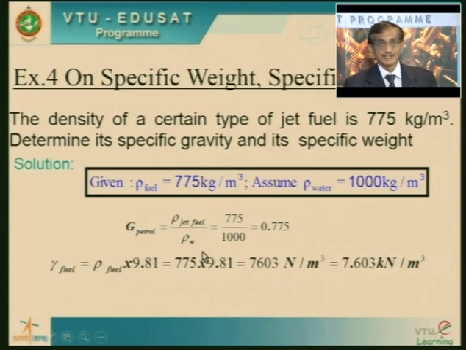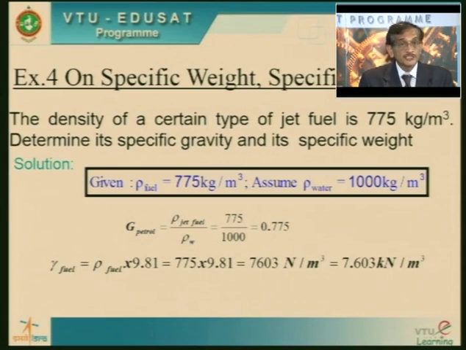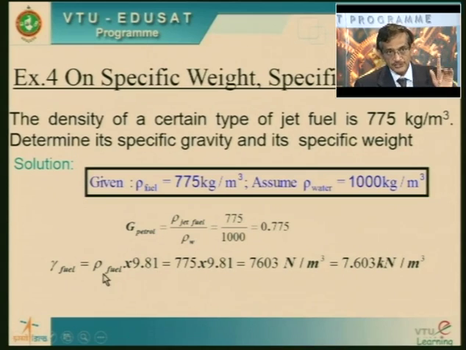Let us come to the second part. The second part is specific weight. What is the specific weight? The formula is density of the fluid into 9.81. Density of the fluid, which is given as 775 in the question, substitute here and multiply by acceleration due to gravity as 9.81. So, you can see the value is 7603 Newton per meter cube.